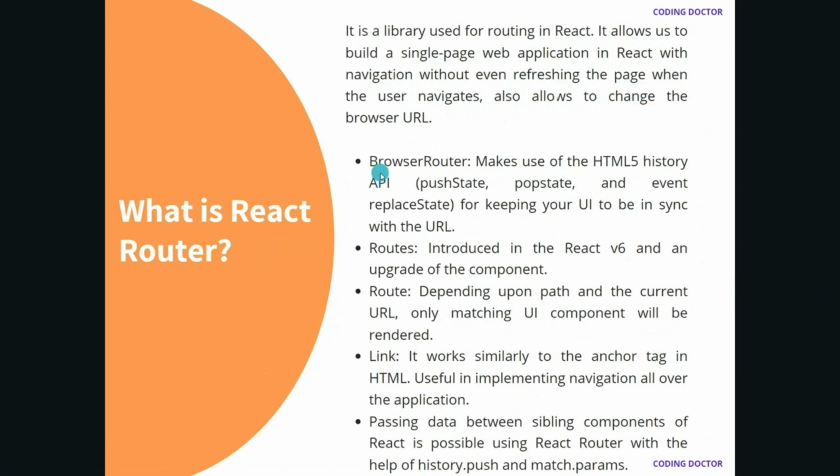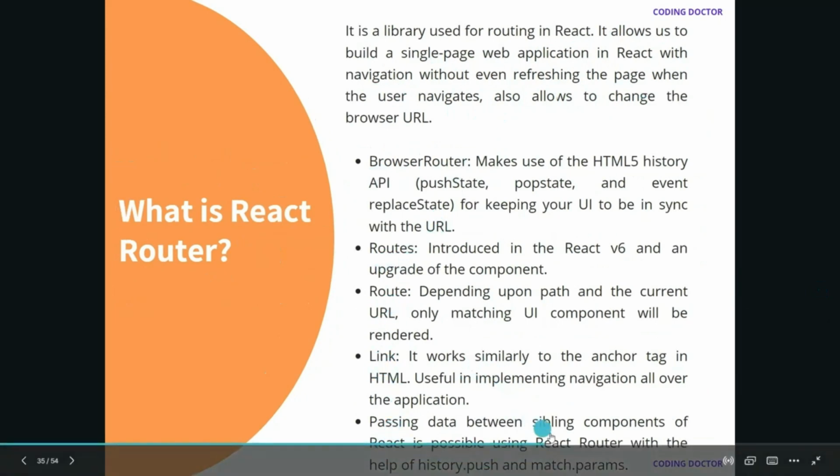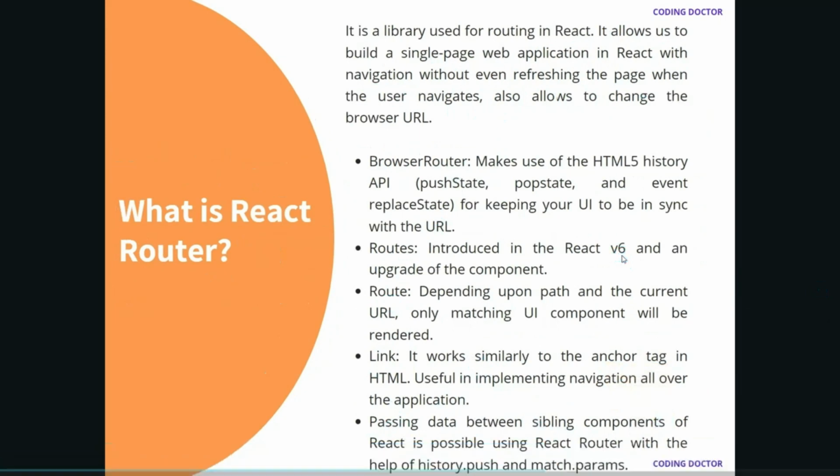Possible with these features of router that are browser router, routes, route, link, and you can pass the data between sibling component of the React. That is possible using React router with the help of history.push and history and match node params.